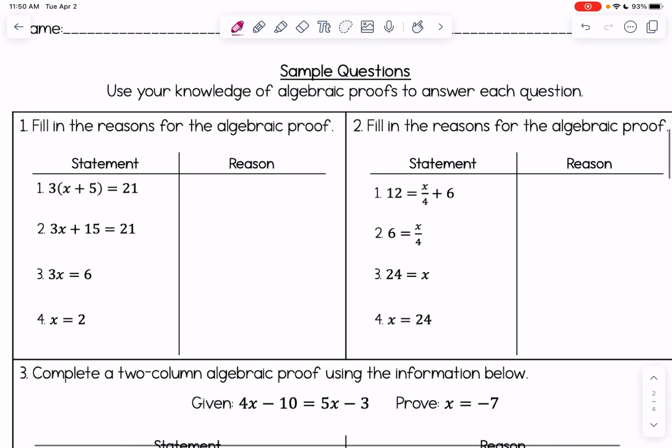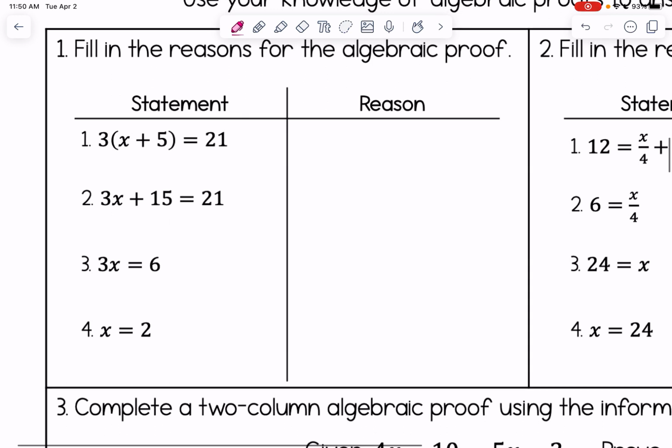All right, let's take a look at some more sample questions. Use your knowledge of algebraic proofs to answer each question. All right, let's take a look at number 1. 3 times x plus 5 is equal to 21. That is our first statement, so we're just going to say that that is given to us. Then it became 3x plus 15 equals 21. So think about what property was used. Basically, the 3 was multiplied against everything in the parentheses. So we could say that this is the distributive property.